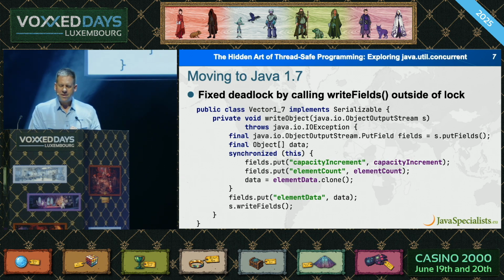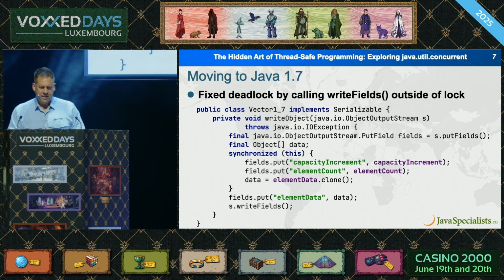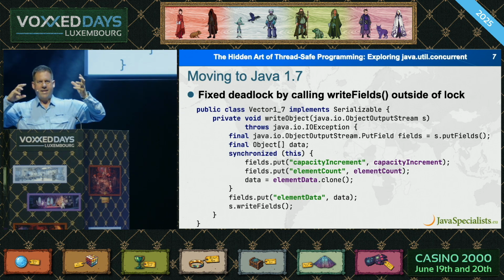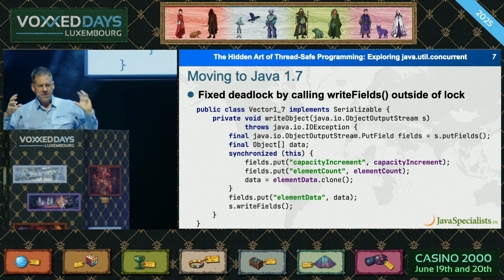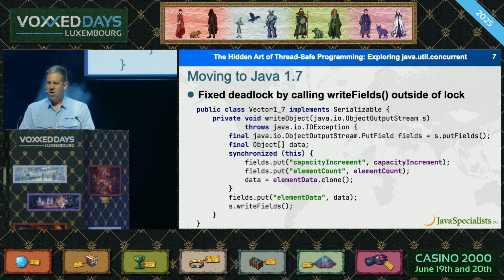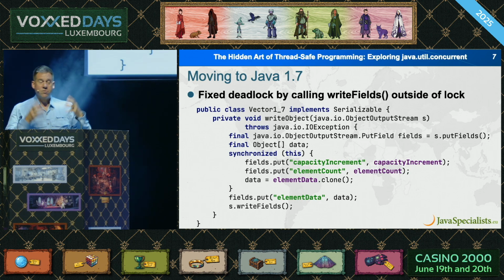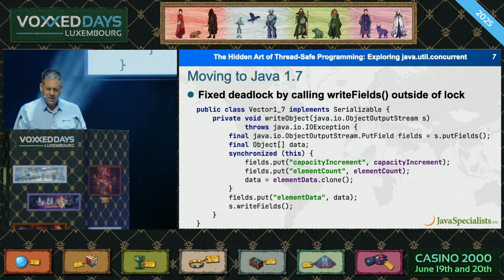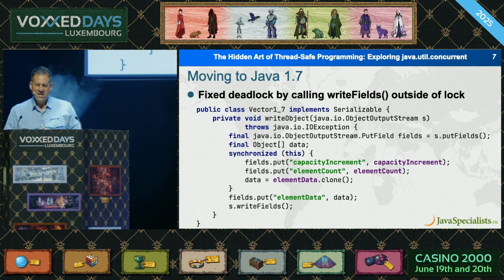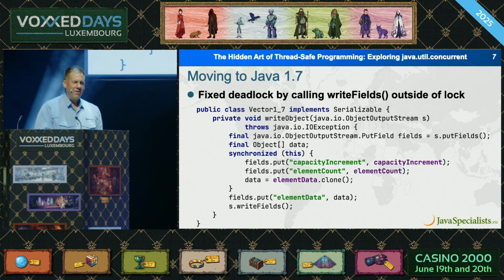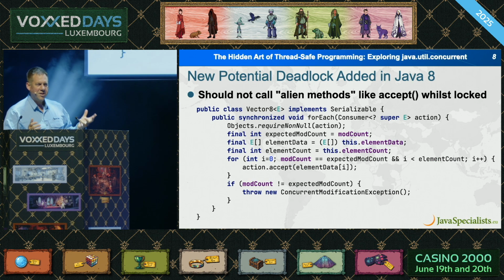In Java 1.7, they changed this a bit, and what they do is they make a clone of the underlying array inside the synchronized block, but then they do the writing of the fields outside of the synchronized block. And this gets rid of that potential deadlock. And so now Vector works again. So it's like the first version of Vector that was, should we say, correct. But they didn't keep it correct for very long, because in Java 1.8, they added forEach synchronized.